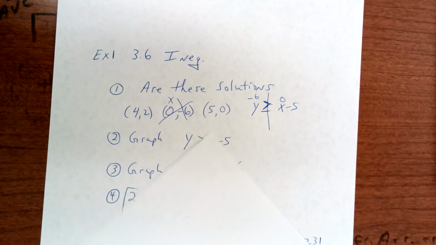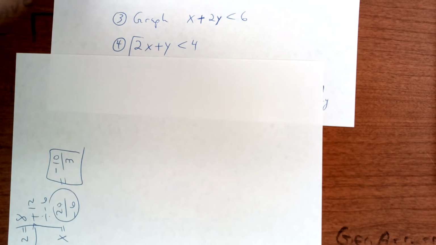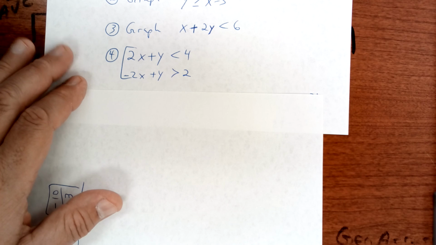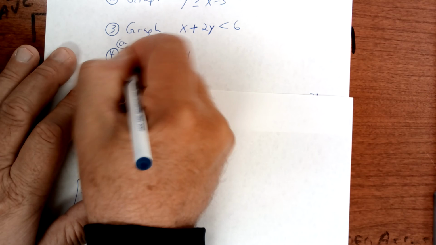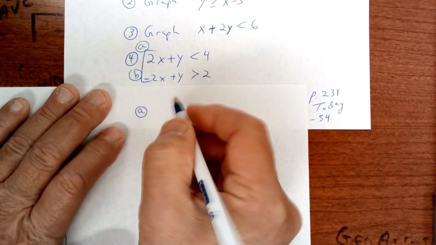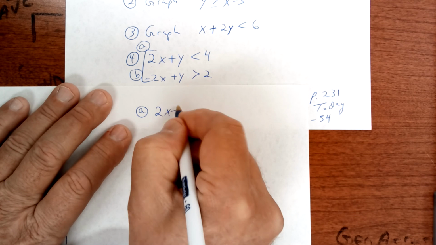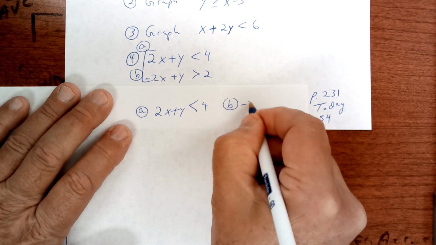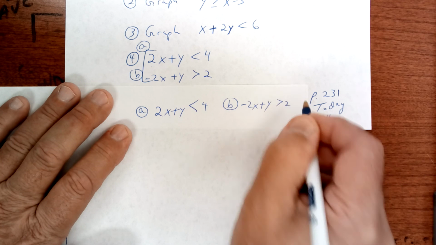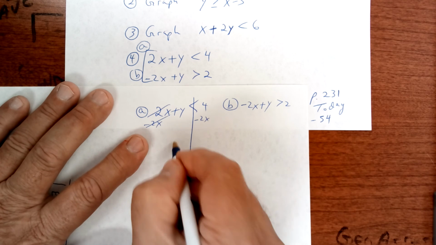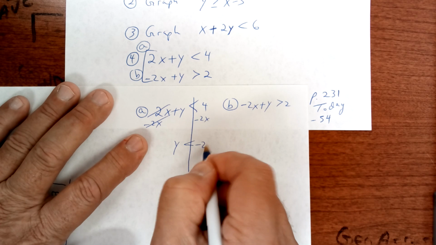All right, let's move down to these right here. Now pay attention. I'm just going to drop down to this last one right here. All right, so copy down this last one, number 4. You're going to label this as A and B. So first, you have to get y by itself. This is less than, and you have to do the same thing for B. So you're going to draw your line. You're going to subtract 2x from both sides. So you're going to get y is less than negative 2x plus 4.